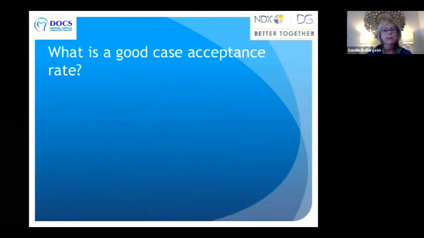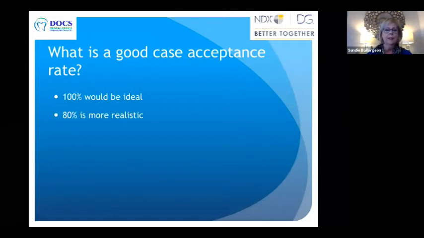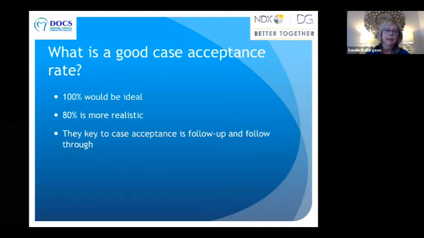So what is a good case acceptance rate? Obviously 100% would be great. Every time you tell a patient that they need to have treatment, that they follow through with it. But 80% is more realistic, and 80% is absolutely doable. It's doable if you have the right system in place. You have people who are dedicated to this whole entire process. Ideally, it would be also nice if you have a dedicated treatment coordinator who is following up with all of the treatment plan. So the key to case acceptance really is follow up and follow through.